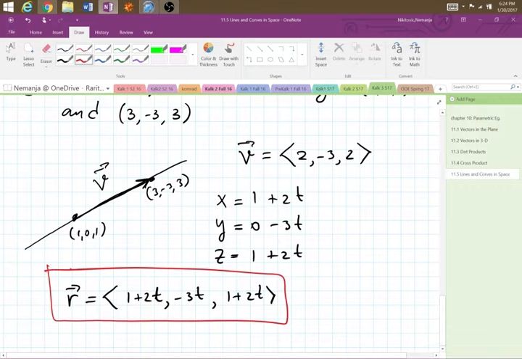The only one that I didn't write is the one where you eliminate t, but that one is easy to see. It will be x minus 1 over 2, y minus 0 over negative 3, so just y over negative 3, equal to z minus 1 over 2. Yes? So the R0 is 1, 0, 1? Yes. R0 would be the vector that stretches from the origin to 1, 0, 1. So I gave you 3 different ways of writing the equation of the line.